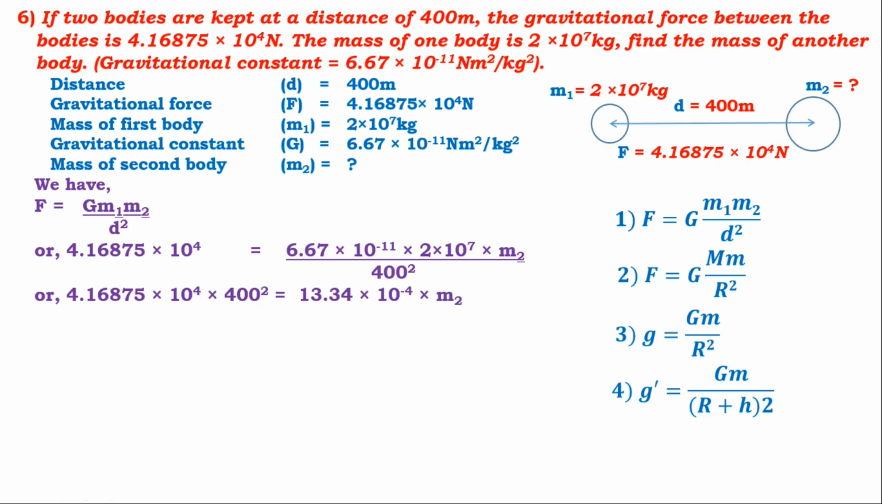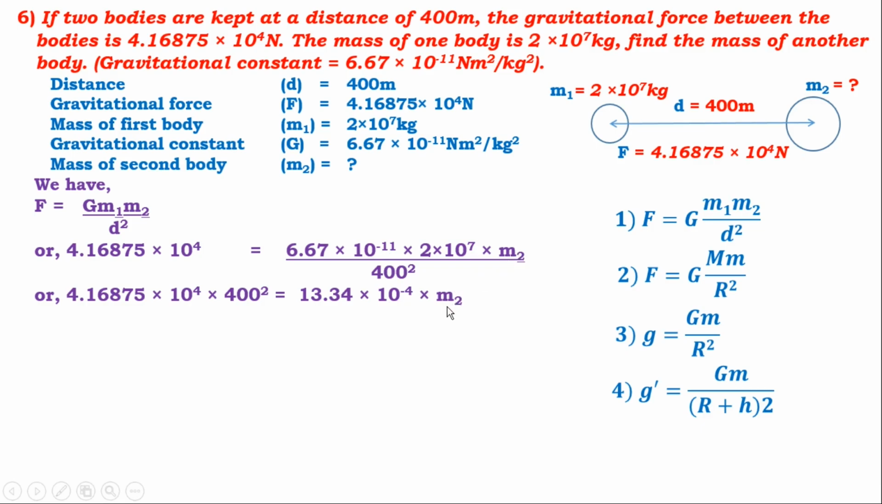4.16875 into 10 to the power 4 into 400 square. Number interacts with number. That's why when we multiply 6.67 with 2, we will get 13.34. And remaining power of 10 is 10 to the power minus 11, here it is 7. And same base power can be added and subtracted according to their sign. Minus 11 plus 7 means minus 4. That's why 10 to the power minus 4.